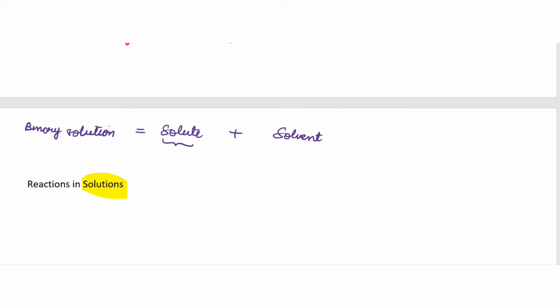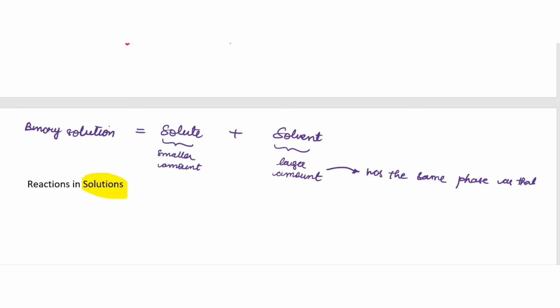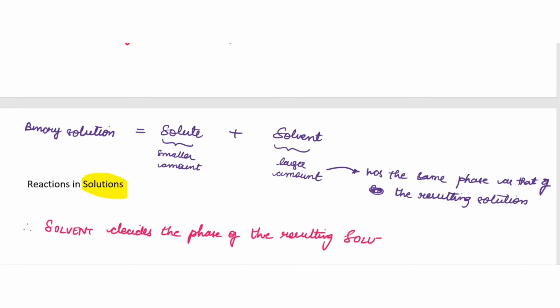Solute is the one which is present in smaller amount and solvent is the one that's present in larger amount, and it is the solvent that has the same phase as that of the resulting solution. Hence we can say that the solvent decides the phase of the resulting solution. For example, I take salt and water. Salt is the solute and water is the solvent, and when you mix it to form salt solution, the resulting salt solution is liquid, same as that of water, which is the solvent, which is also a liquid. So here the solvent is deciding the phase of the resulting solution.